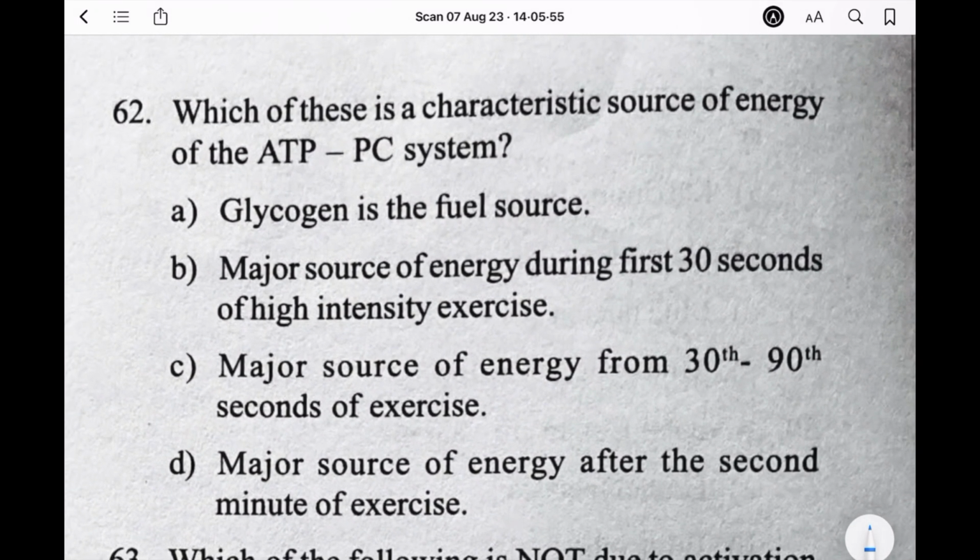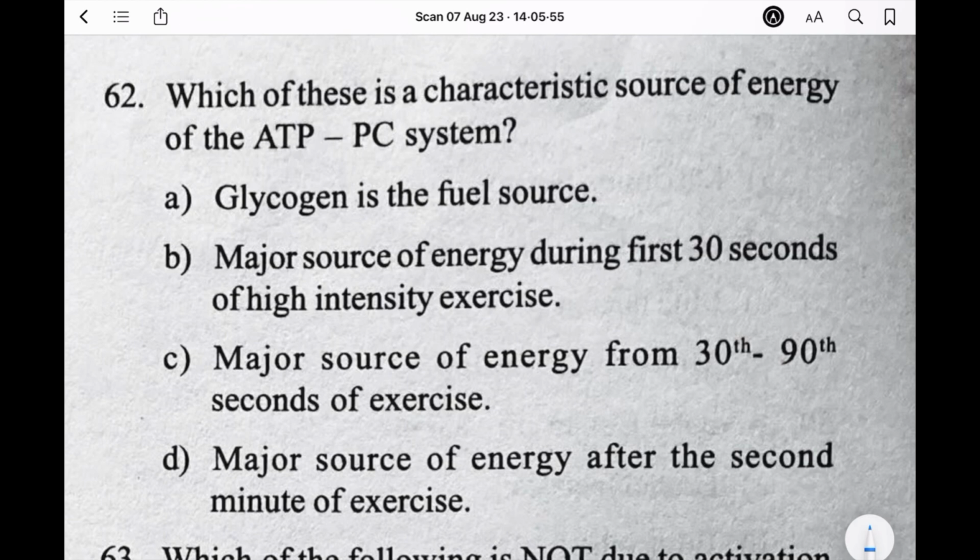Question number 62. Which of these is a characteristic source of energy of the ATP-PC system? Options are: A, glycogen is the fuel source. B, major source of energy during first 30 seconds of high intensity exercise. C, major source of energy from 30th to 90th seconds of exercise. And D, major source of energy after the second minute of exercise. So the correct answer is, from my side, B.